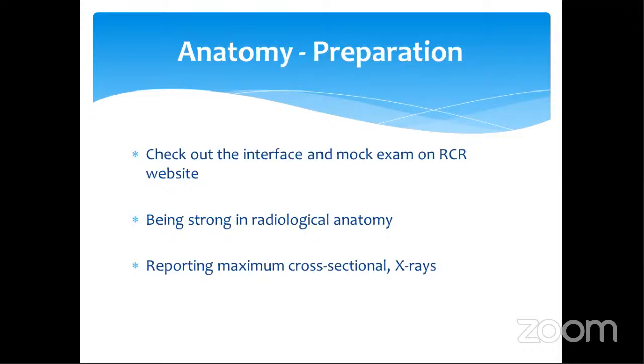Before you start your preparation, it's always good to see the software interface and a mock exam on the RCR website. It's better if you familiarize yourself with that. It's good to be strong in radiological anatomy, basically during your reporting. You can do that if you report maximum cross-sectional CT, MRs, and X-rays in your day-to-day practice. So that's a good way to get better in anatomy.